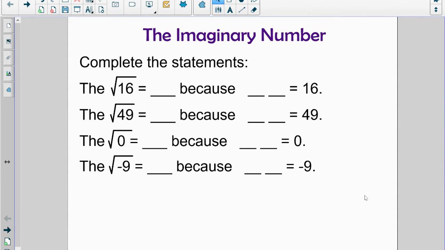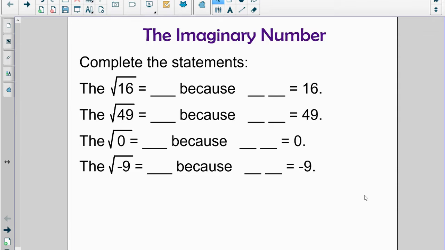Hi, today we get to talk about this thing called the imaginary number. You might remember earlier this year, we talked about the different types of numbers that existed, like integers, rational numbers, irrational numbers, whole numbers, natural numbers. Basically, all of those were real numbers. And we talked about how there are other numbers that exist that aren't real. So today is the day that we finally get to talk about those types of numbers.